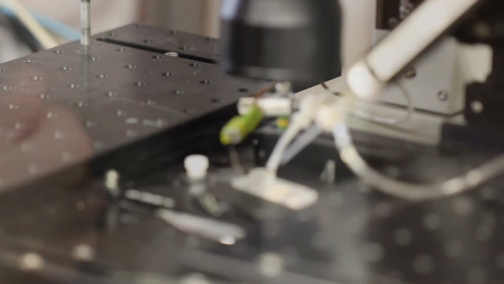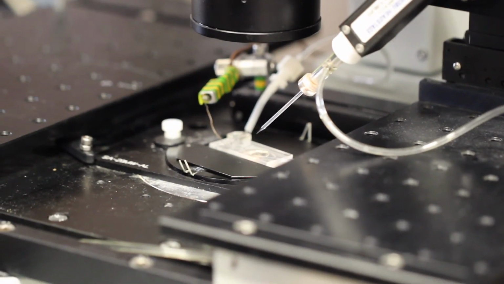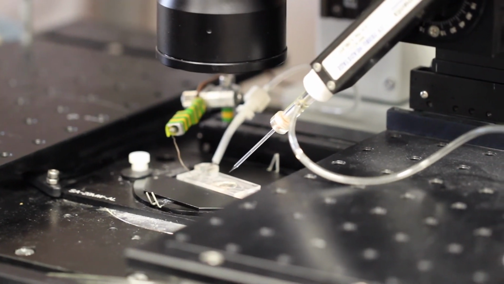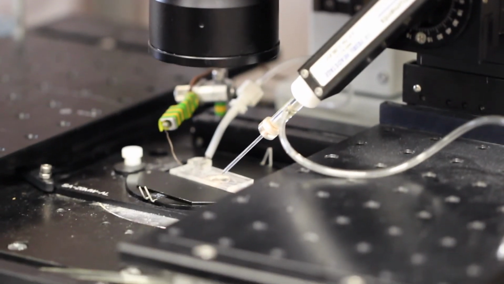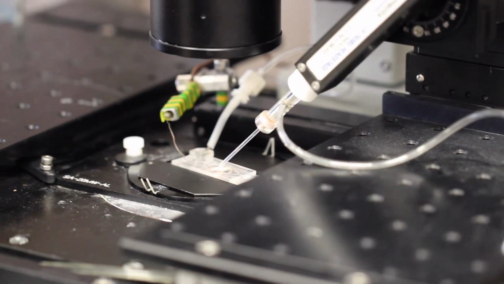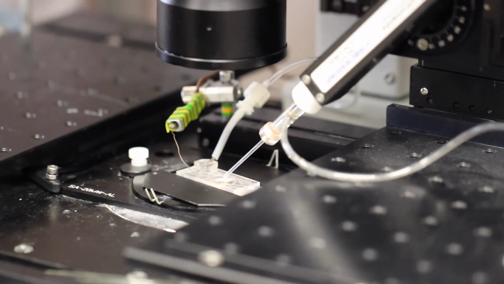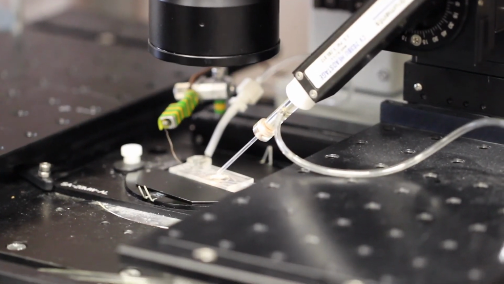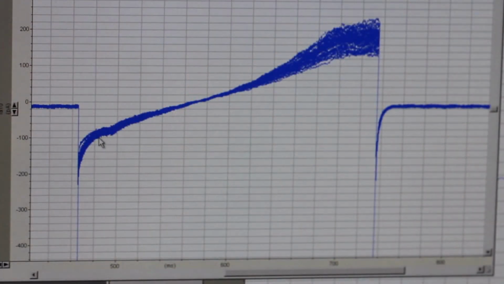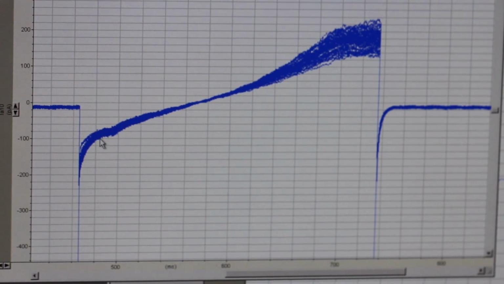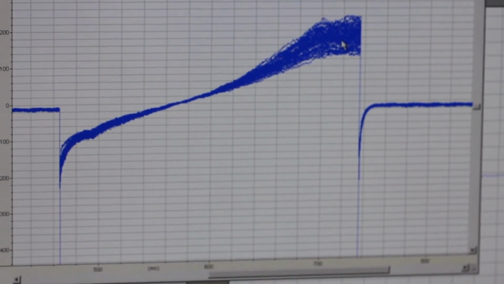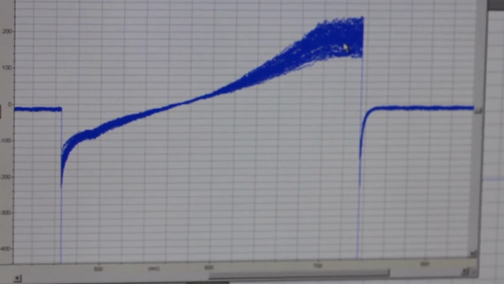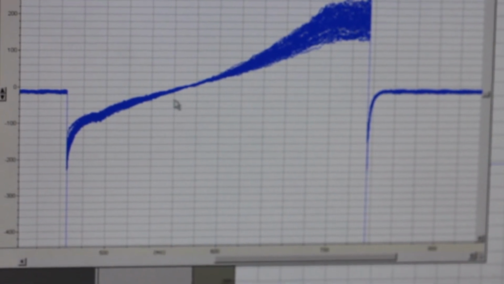A micromanipulator is used to seal the micropipette to a cell. They work in a voltage clamp at minus 40 mV and they study the ion flux. You can see on the screen at minus 100 mV there is an exit of sodium, whereas at plus 100 mV there is an entry of sodium. We know that sodium is involved because we can do an IV curve.